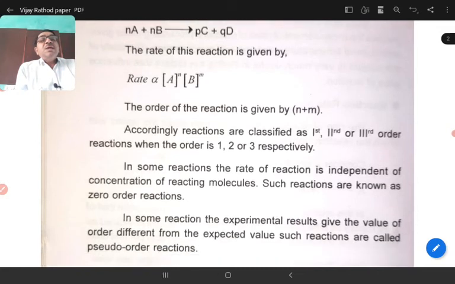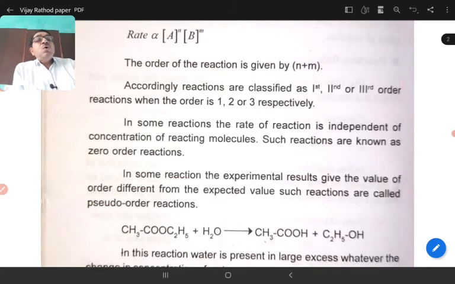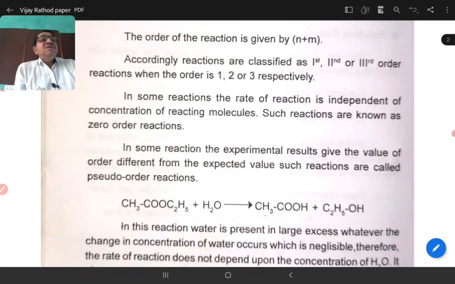So accordingly, reactions are classified as first, second or third order reactions when the order is 1, 2 or 3 respectively. In some reactions, the rate of reaction is independent of the concentration of reacting molecules. Such reactions are known as zero order reactions. Here we can say the rate is independent, that is, it does not depend on the concentration. So we consider them as zero order reactions.